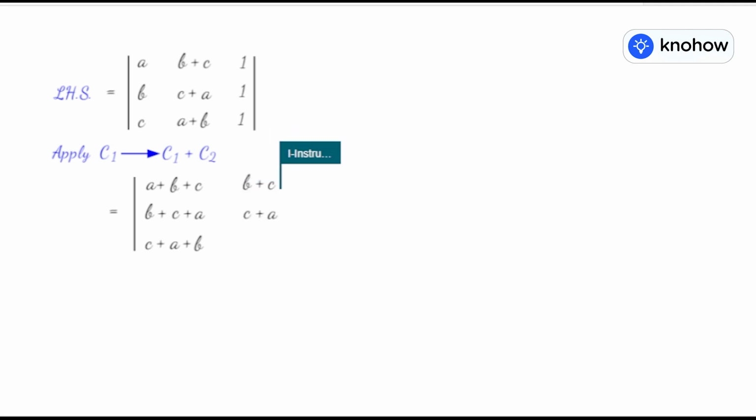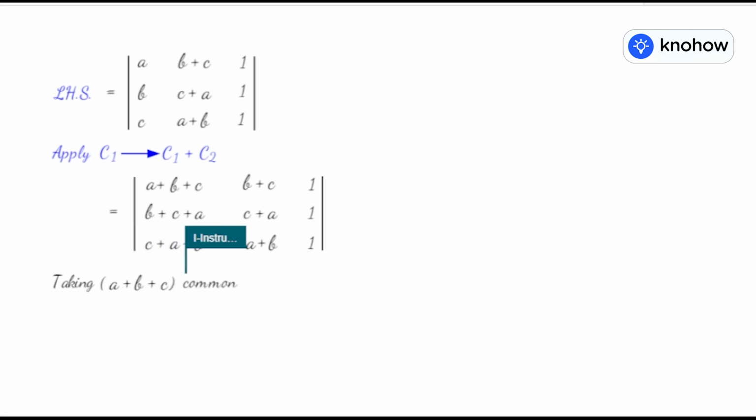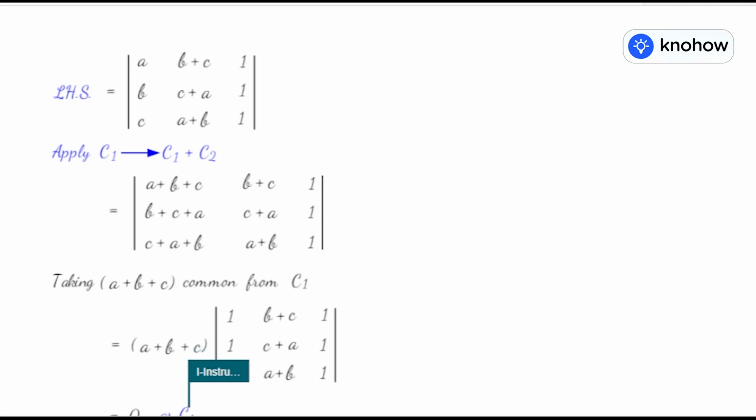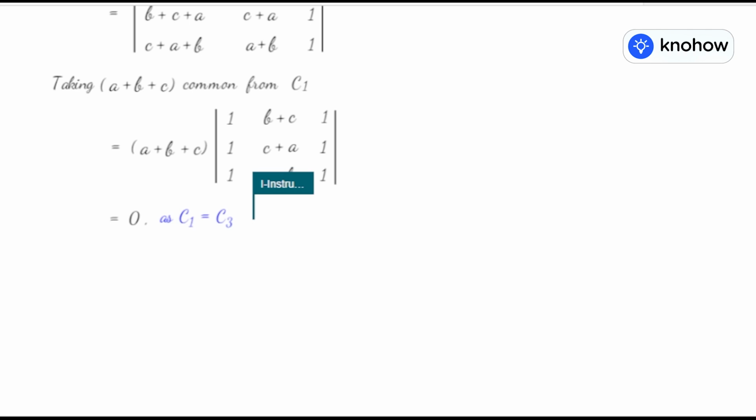And now taking A plus B plus C common from column 1, the value of the determinant is A plus B plus C times 1, 1, 1 and B, C, A, 1, 1, 1. And now you may say the value of the determinant is 0. Why? As column 1 equals column 3. The two columns are identical. And here we can conclude, as the value of the determinant is 0, so the 3 points A, B, C are collinear. So that's it.